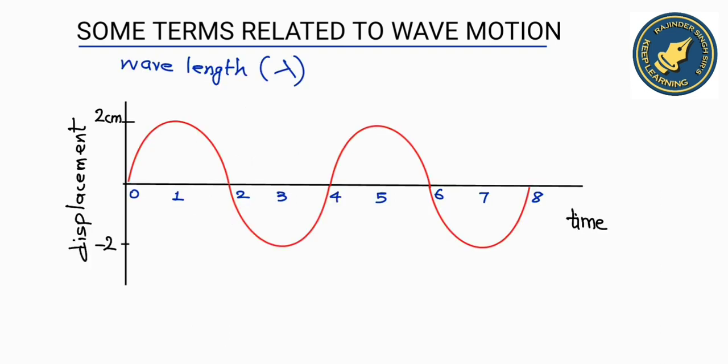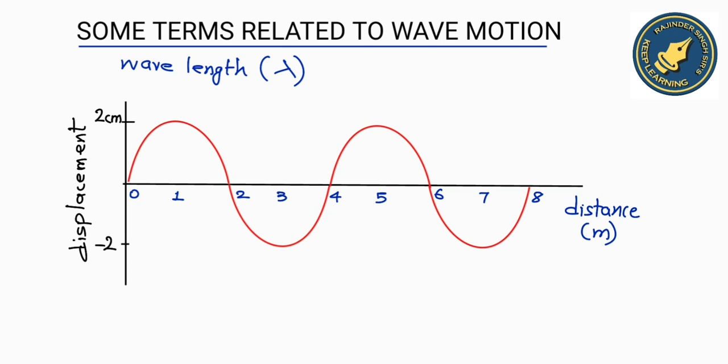Next term is wavelength, denoted by the Greek symbol lambda. Same graph, but now on the x-axis we'll be having distance instead of time. Say this distance traveled is in meters. So what's the definition of wavelength? The distance traveled by the wave in one time period of vibration is called wavelength. SI unit is meters.